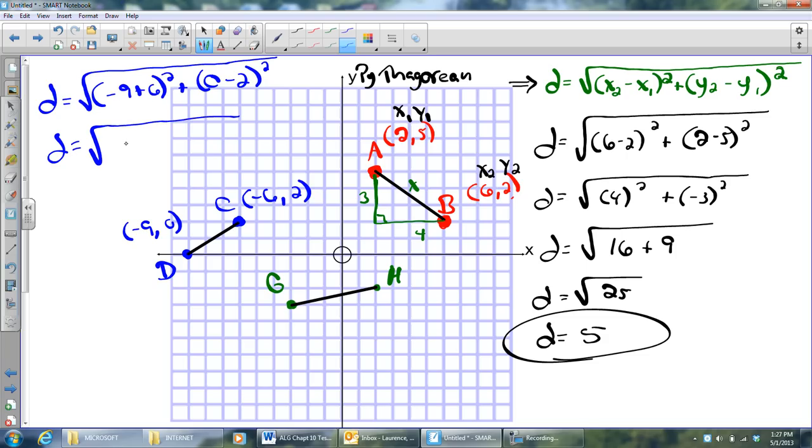negative 3 squared, which will get me 9. Negative 2 squared, which is going to get me 4. And so d is going to be the square root of 13. Now, if I want to go for a decimal approximation on that, I can.